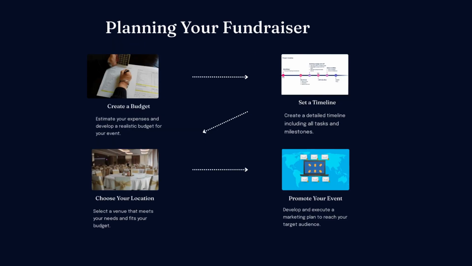Planning your fundraiser. Create a budget. Estimate your expenses and develop a realistic budget for your event. Set a timeline. Create a detailed timeline including all tasks and milestones. Choose your location. Select a venue that meets your needs and fits your budget. Promote your event. Develop and execute a marketing plan to reach your target audience.